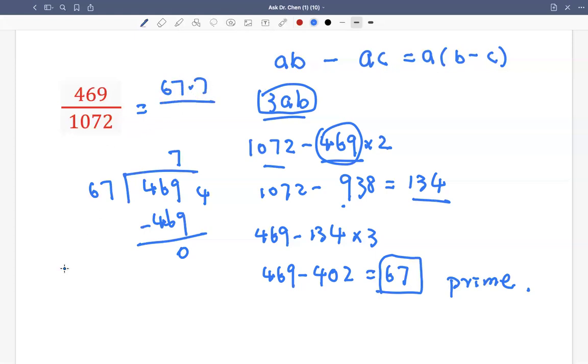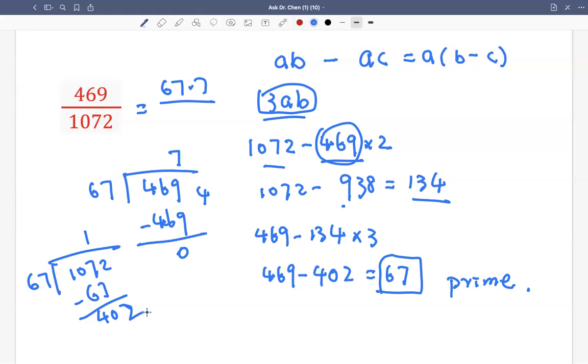Now let's see the denominator, 1072. If we divide by 67, 167, subtract, we get 402, isn't it? Right, because 7 minus 7 is 0, and 10 minus 6 is 4. Then carry on, pull these two down.